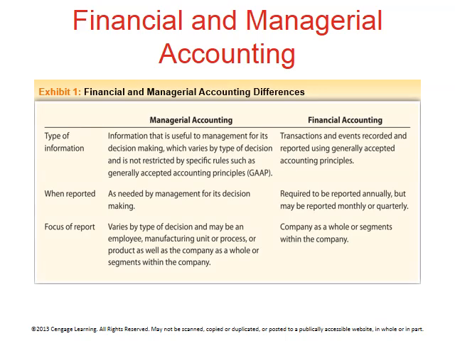So here's a good graphic on financial and managerial accounting. So managerial accounting doesn't have to follow GAAP. It's reported as it's needed, and the focus could be really on anything. Where financial accounting has to follow GAAP. So it has to be reported annually, sometimes quarterly, and it's the company as a whole or specific segments.